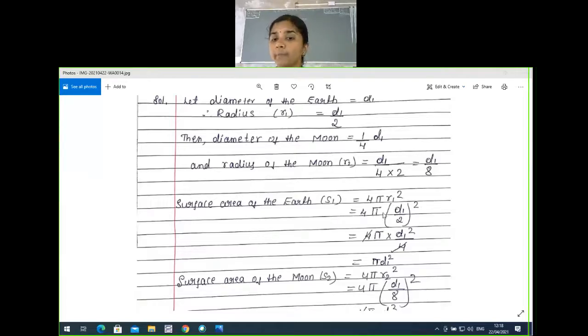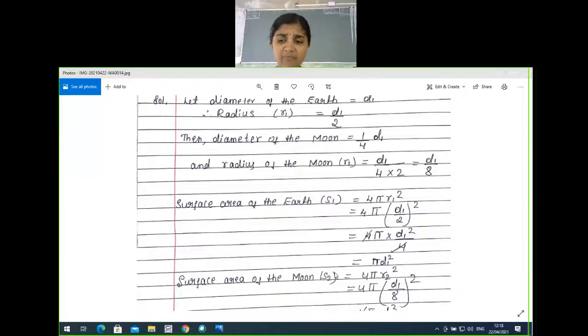So 4 pi r1, where r1 is d1 by 2. So the radius of the earth is d1 by 2, whole square. Then 4 pi into d1 square. d1 by 2 whole square is d1 square divided by 4. So then 4 and 4 get cancelled. So what is remaining? Pi d1 square remaining. Surface area of the earth is pi d1 square.